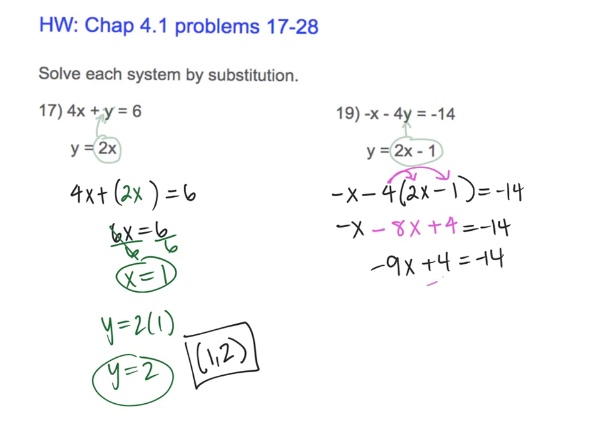I'm going to subtract off the 4 on both sides. And then negative 18 comes down, and a negative 9x comes down. From here, I can easily just divide by negative 9 to cancel that out. So x is equal to positive 2. So I got what x equals. Now I need to go find what y equals.